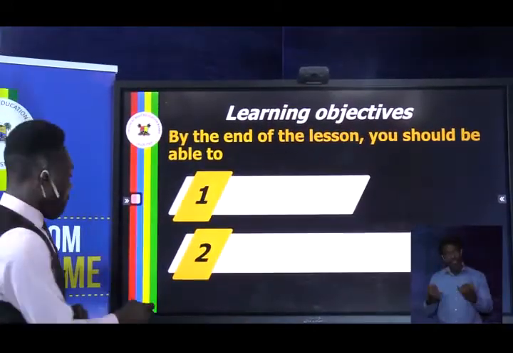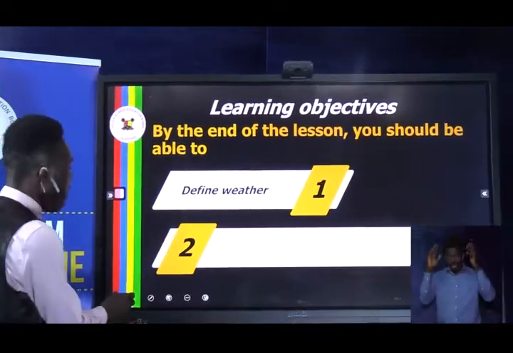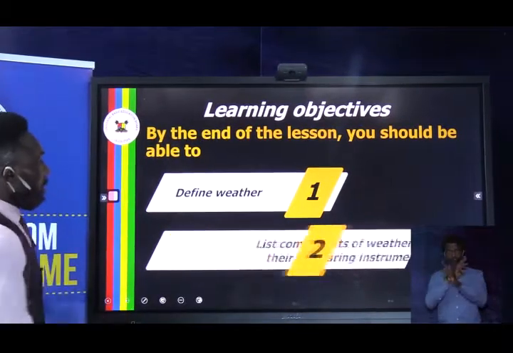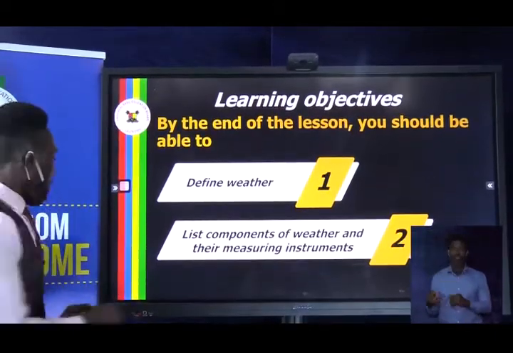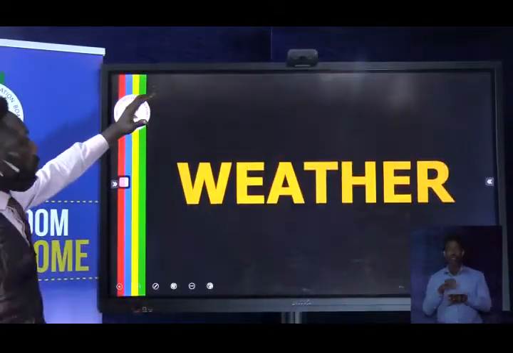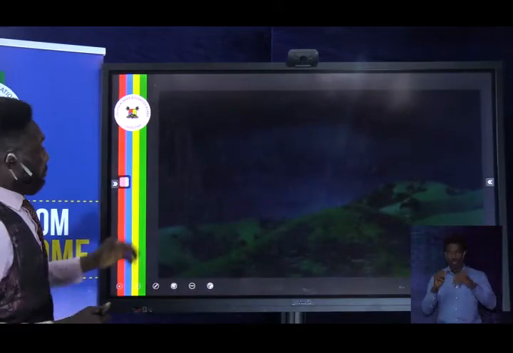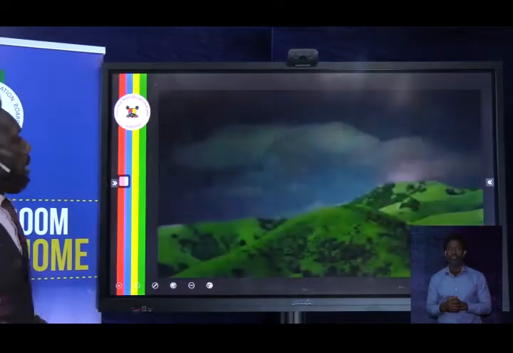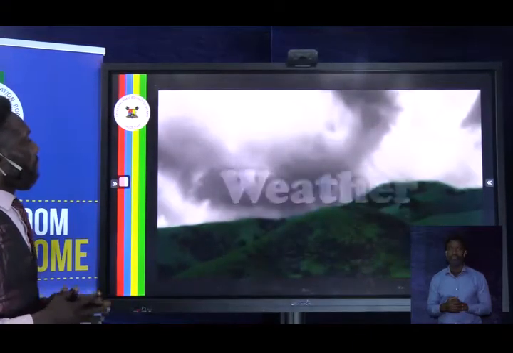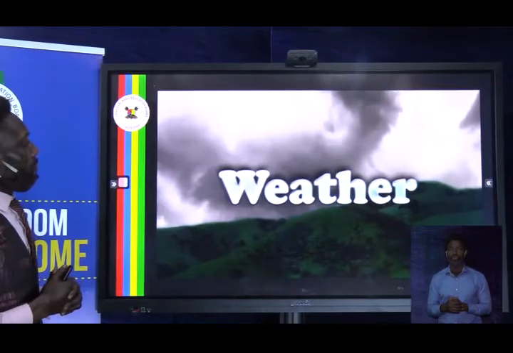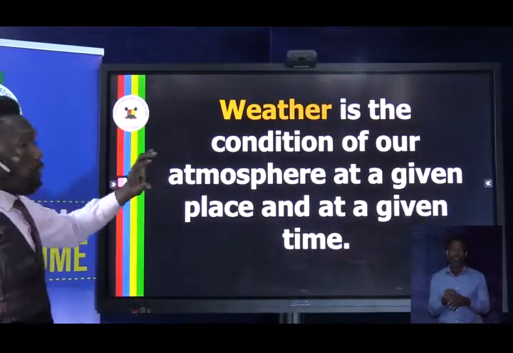Let's look at the learning objectives. By the end of today's lesson, you should be able to define what the weather is, and secondly, you should be able to list components of weather and their measuring instruments. So, moving on, let's look at the definition of weather. This is actually showing how weather looks like.